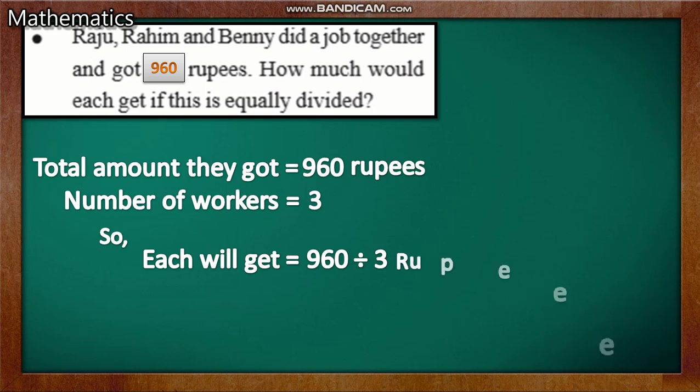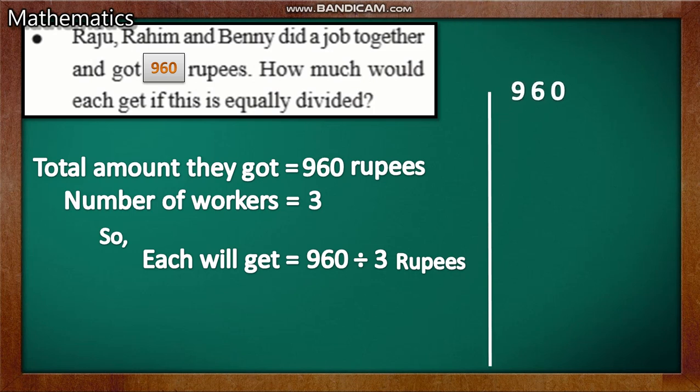How can we do it? At first we have to draw a line. Then you may write 960 divided by 3. Then first step, let's check how many 3's are there in 9. That is 3. Then you have to sing that song: 1 3 is 3, 2 3's are 6, 3 3's are 9. How many 3's are there in 9? That is 3. 3 3's are 9.